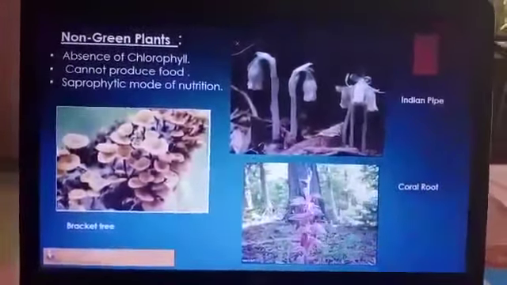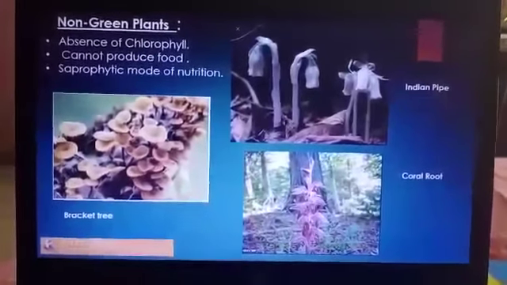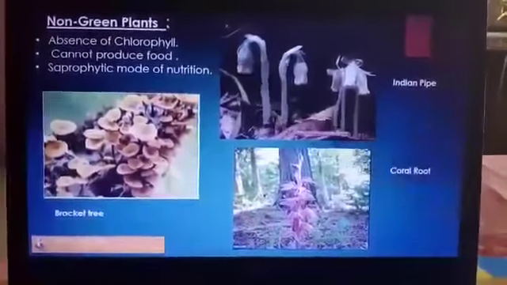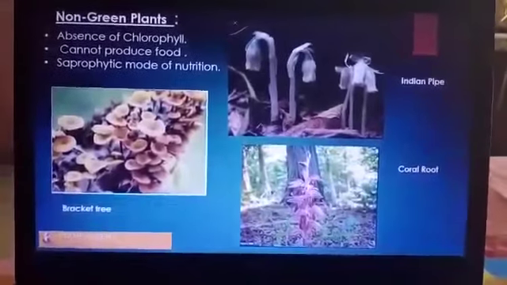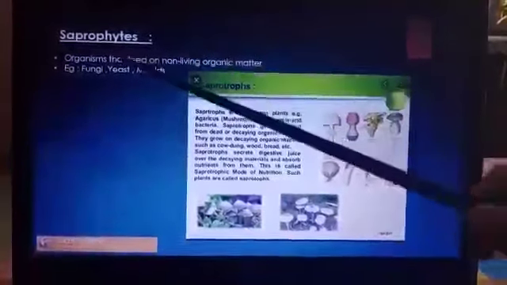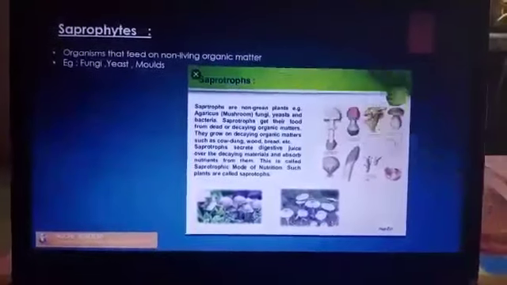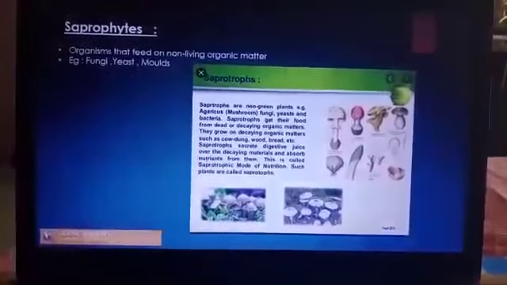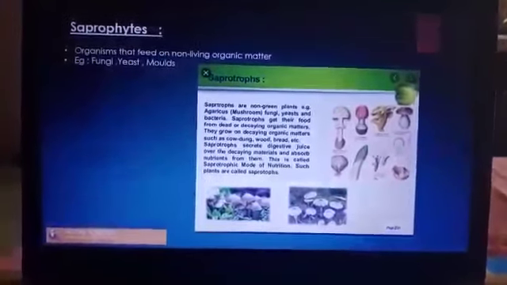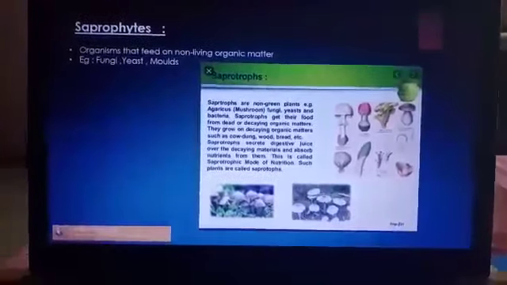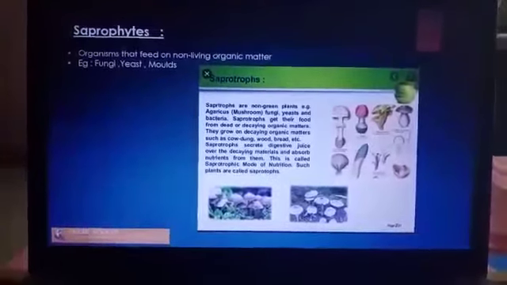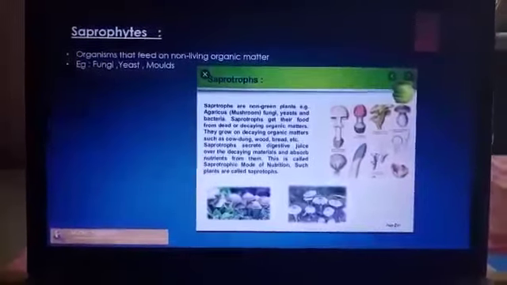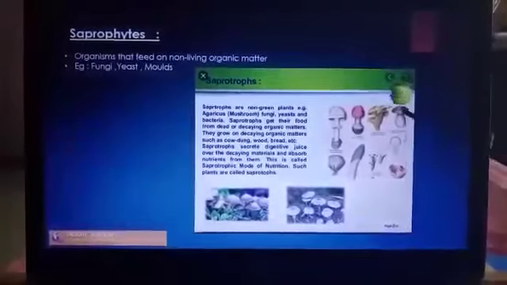So how do they get food and fulfill their nutritional need? The third point is they have a saprophytic mode of nutrition. Now what does saprophytic mode of nutrition mean? They derive their food from non-living organic matter, so they are known as saprophytes. They derive their food from dead and decaying matter like cow dung, wood, bread, and they secrete digestive juices over the decaying matter and get nutrients from it. So they are known as saprotrophs or saprophytes, like fungi, yeast, molds.